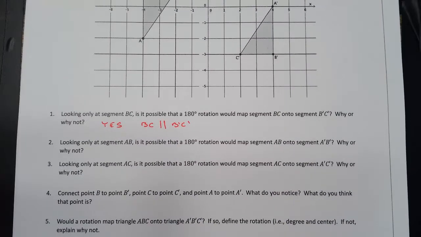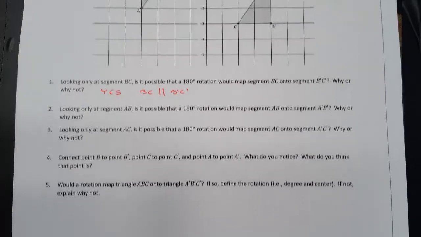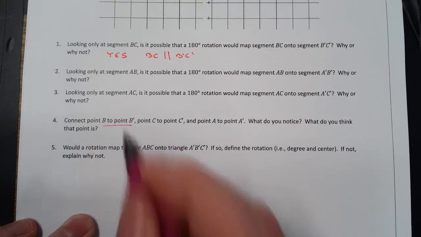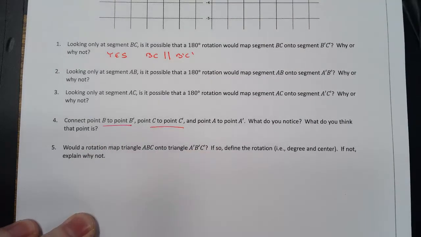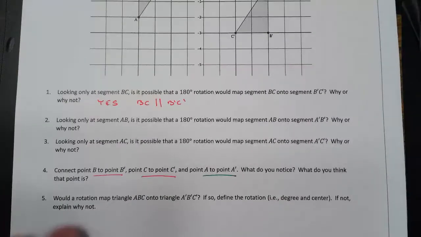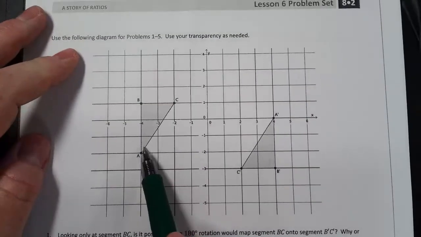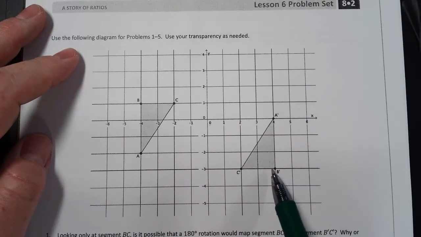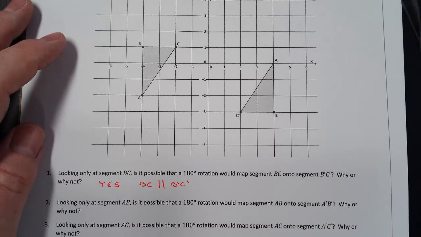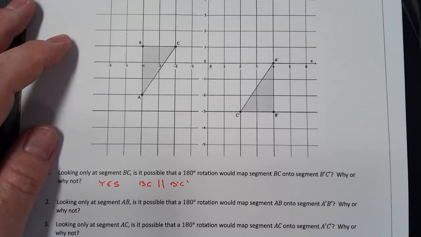Number 2 and 3 are similar questions. You're just asking about different segments. And then number 4, you're going to connect the points they tell you to connect. So you're going to connect B and B prime, connect C and C prime, and connect A and A prime, and see what you notice when you make those connections. And then number 5 is asking you to determine, would one rotation move ABC to A prime B prime C prime? And if you say yes, what is the rotation? Tell me the center and tell me the degrees. So try your best on that.